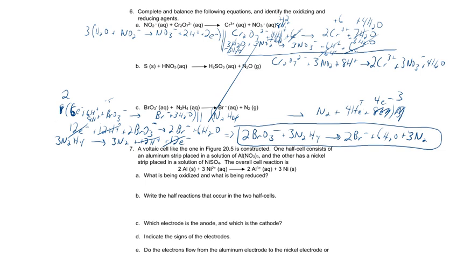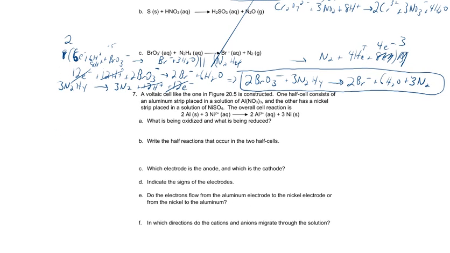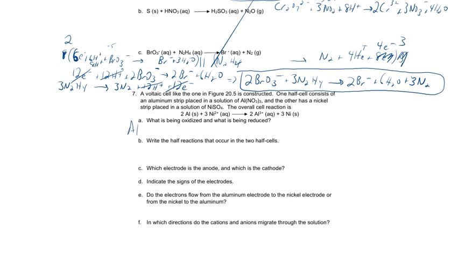Alright. A voltaic cell, like the one in figure 20.5. One half cell consists of an aluminum strip in an aluminum solution. The other has nickel in a nickel solution. There's your overall reaction. What is being oxidized and what is being reduced? My aluminum is going from 0 to 3 plus, so it's getting oxidized. The nickel goes from 2 plus to 0, so it gets reduced.